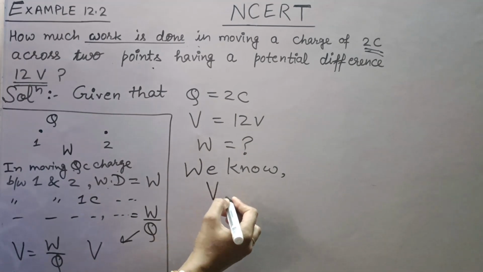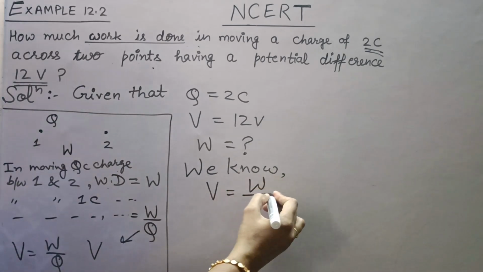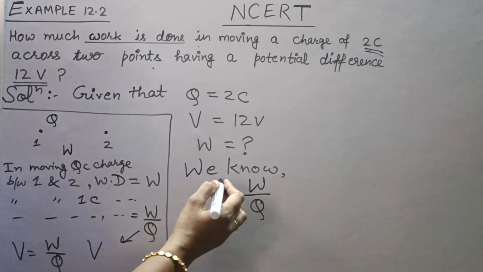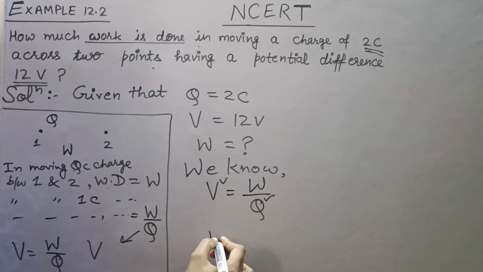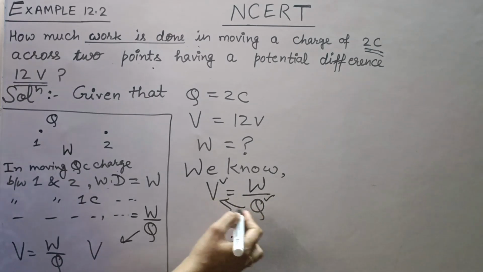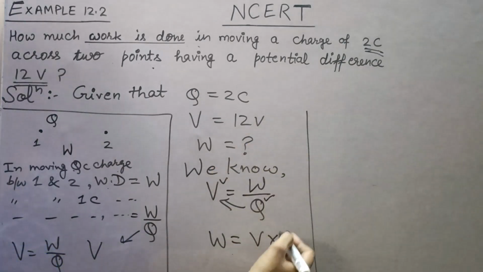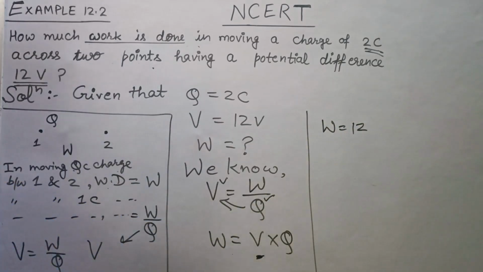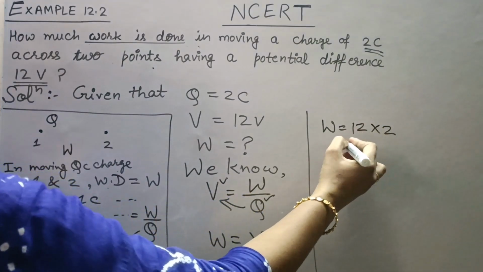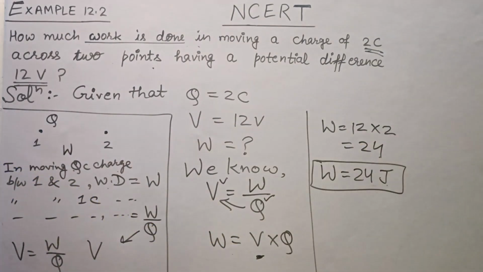We know by definition potential difference between the 2 points will be W upon Q. We have V, we have Q, so we can calculate W. To calculate W, bring Q here, so W is V into Q. After putting these values, what is the value of V? Value of V is 12 and value of Q is 2. So this will be 24 joule. Okay. I hope this question is clear to you.